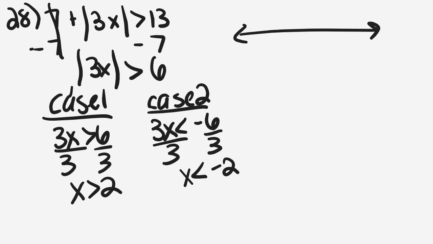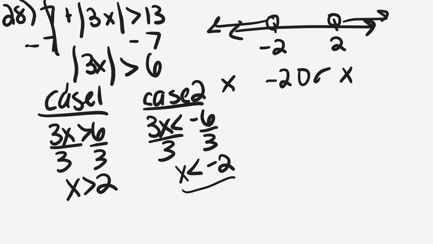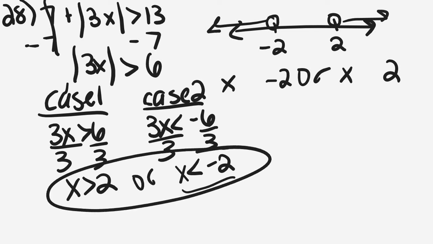So let's go ahead and graph that. We have negative 2 and 2, and we have open circles on both. We want all the values less than negative 2 and all the values greater than 2. That is an OR statement. So we're going to write x less than negative 2 or x greater than 2. Oh, I already have it written here. We can just write OR right there and circle that.